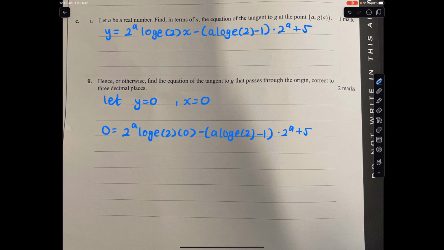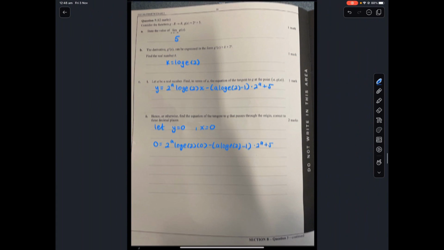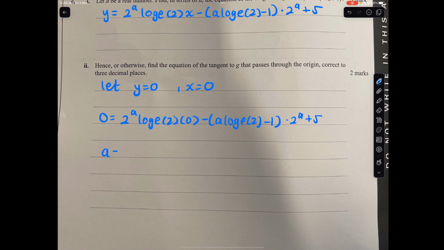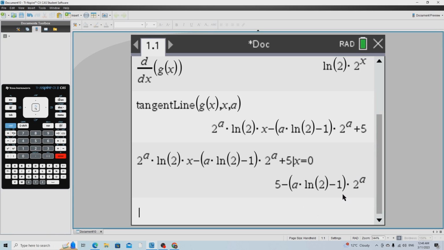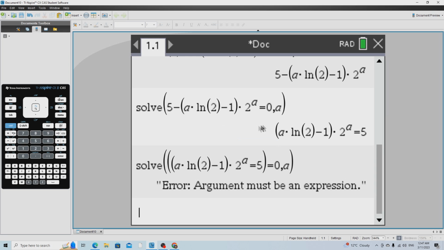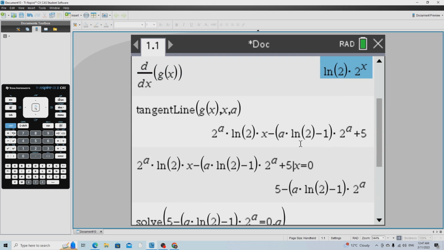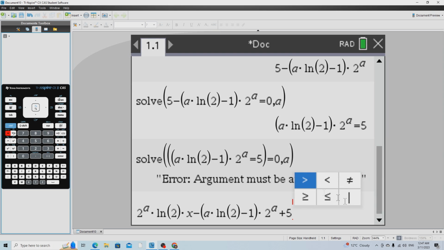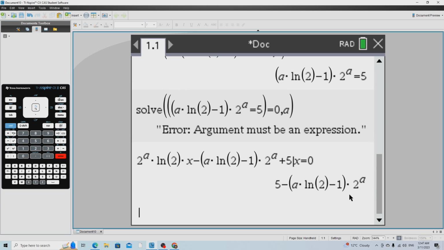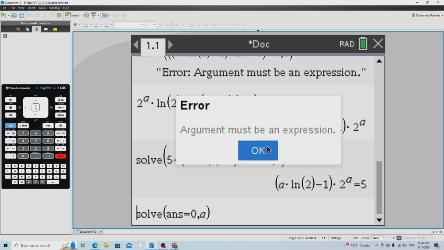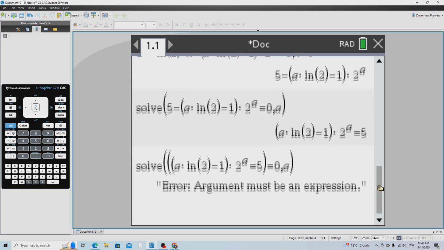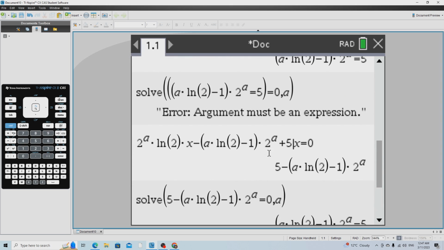So your a values are going to be what? If I take this, let x equal 0, I want to solve for this equals 0, comma a. What have I done here? Okay, so I got this, and I'll let x equal 0, done. And I also want this to be equal to 0, and we want a, comma a, okay. An argument must be an expression. Why is it doing that? So, okay, what have I done?